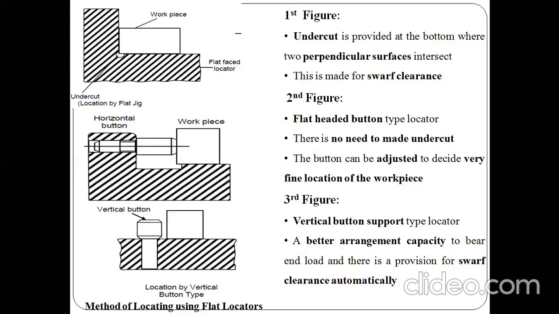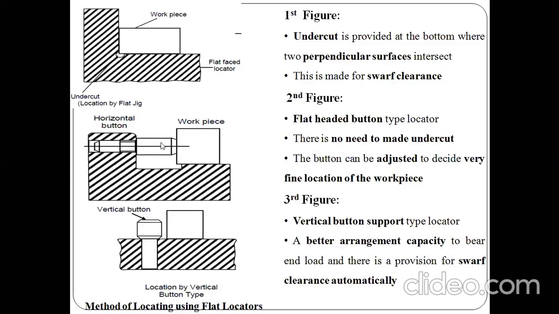We have to locate your workpiece with the help of this first type of locator, which is known as the flat locator. Now see your second figure. In the first figure it is not possible to adjust the length of your workpiece. It is only suitable for a certain length or a certain size of component.